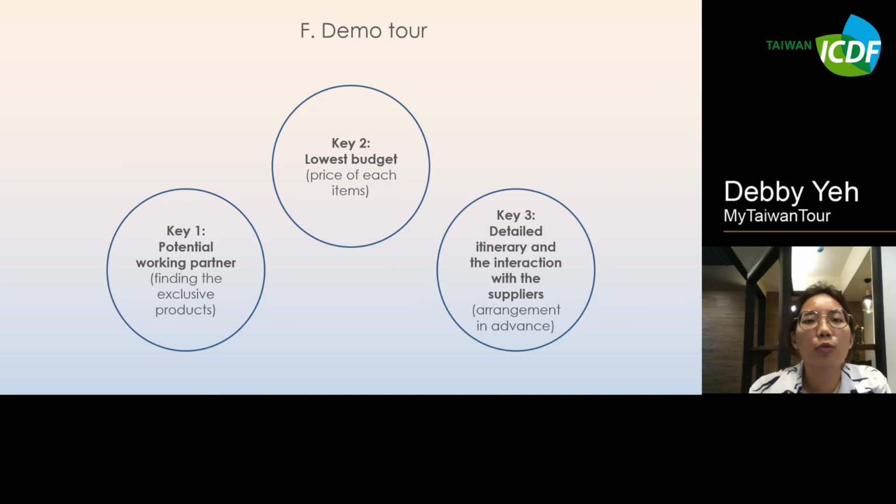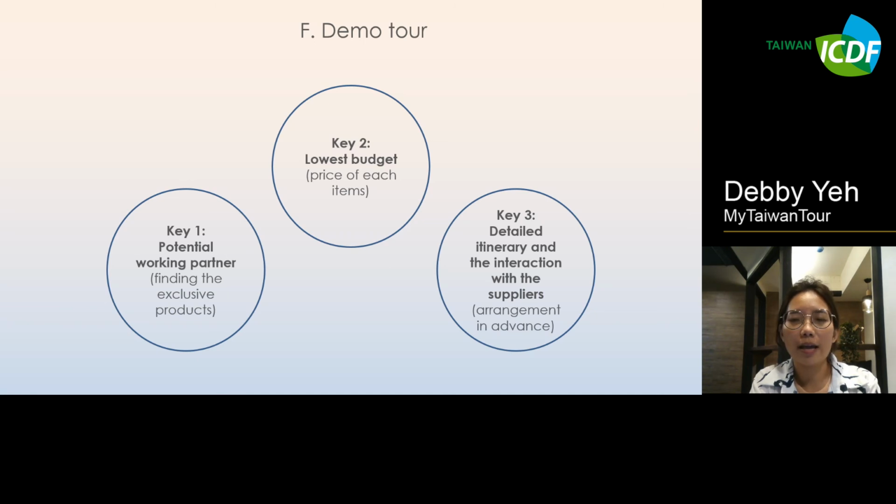And the next one will be the demo tour. A demo tour is usually for other travel consultants from different countries. They are looking for potential working cooperation with you in the future. So they are finding some exclusive products. They are finding some unique experiences that no one can book on their own. But because they would like to cut down on their cost, they will ask you to separate each item's cost in your quotation, so they can see where they can save money, or what kinds of things they can book on their own.